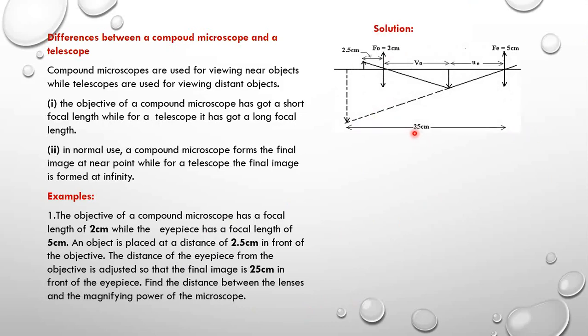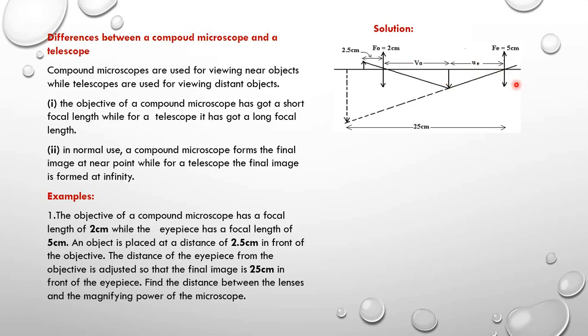So this distance is 25, this is 2.5, the object distance for the objective lens, and then this is going to be V0, the image distance for the objective lens. This UE is the object distance when considering the eyepiece lens, and this is the final image distance, which is 25 centimeters. So we can get this separation by adding V0 plus UE. So we need to get UE and V0.